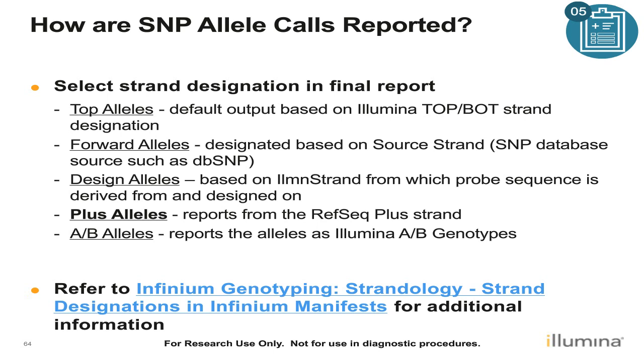Another option is design alleles, which is based on the Illumina strand from which the probe sequence is derived and designed on. But the most popular option is the plus alleles, which reports from the RevSeq plus strand. And then finally, there is the AB allele option, which reports the alleles as the Illumina AB genotypes, which are the generic designations. If you'd like more information on the strand designations, there is a strandology webinar available on the Illumina website.